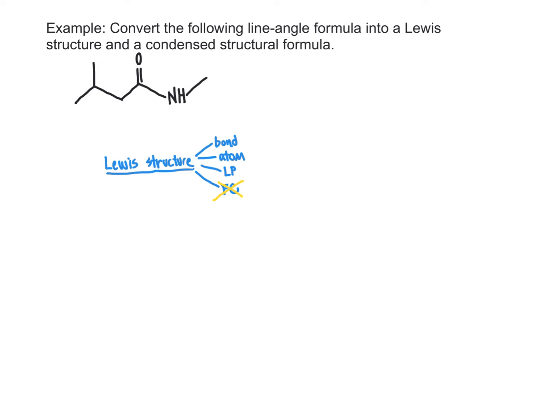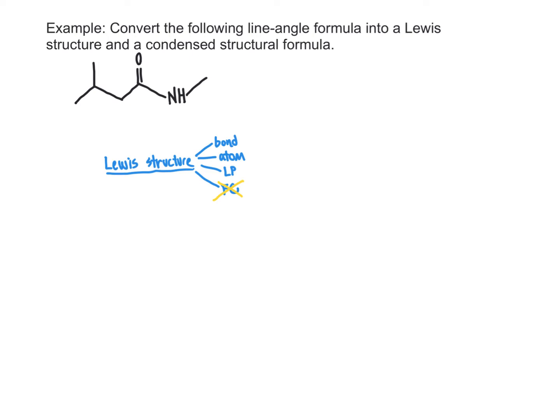In the case of lone pairs, remember that with line angle formula, lone pairs are implied throughout this structure rather than shown explicitly, and so we may very well have some lone pairs that we need to add in as we go through. Certainly we have some atoms that we need to bring in, because remember that line angle formulas show carbon atoms as the ends of the line, like we have out here and right here, and the bends in the line like right here. So therefore, we will have some atoms that we need to bring in, and certainly some bonds as well.